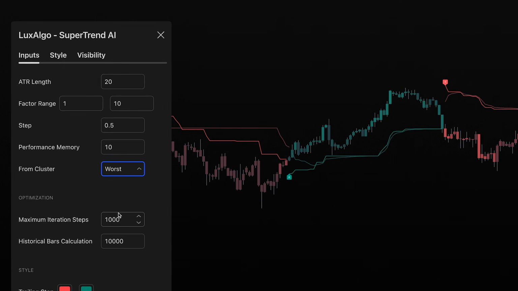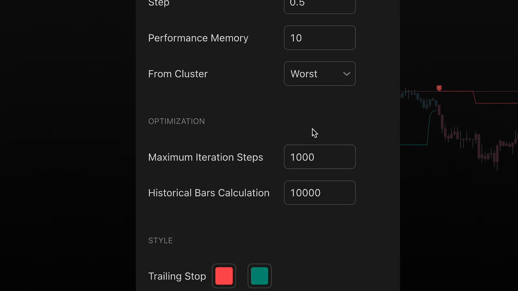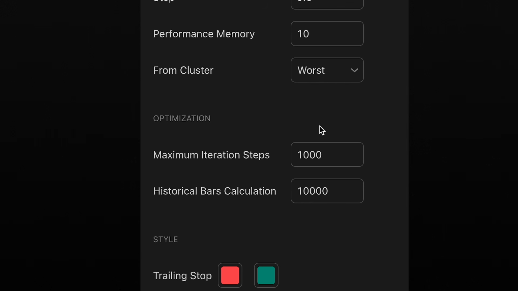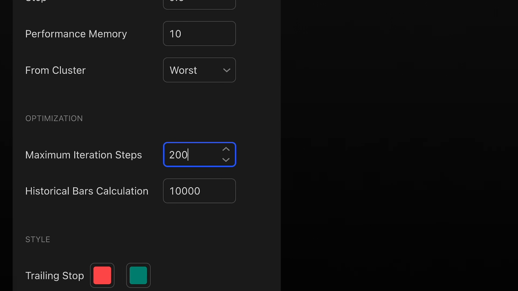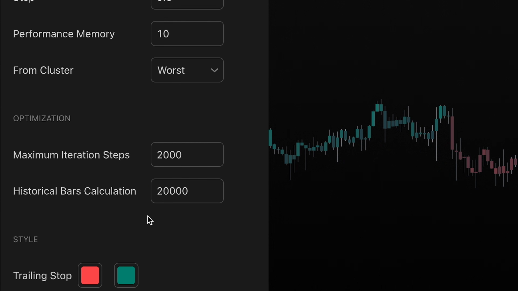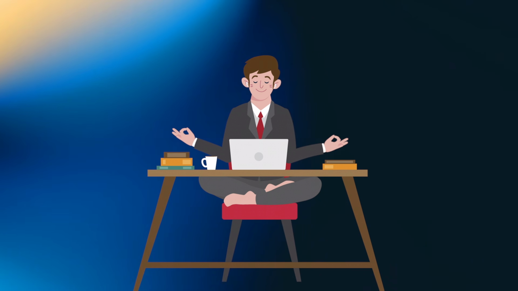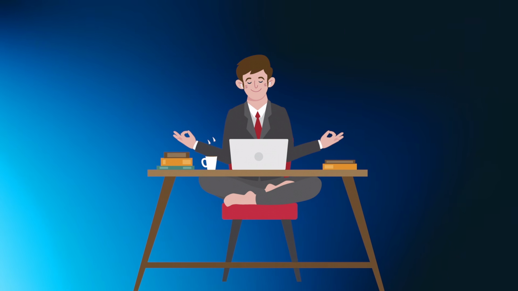Opting for the worst performing cluster might seem counterintuitive but can align with more conservative approaches, filtering out overly aggressive signals. Finally, the maximum iteration steps and historical bar calculation settings refine how deeply the indicator analyzes market data. More iterations allow for greater precision in cluster optimization, enhancing signal accuracy. Simultaneously, increasing the number of historical bars broadens the dataset, providing a richer analysis at the cost of speed. Balancing these settings allows traders to tailor the indicator's performance to their specific needs.